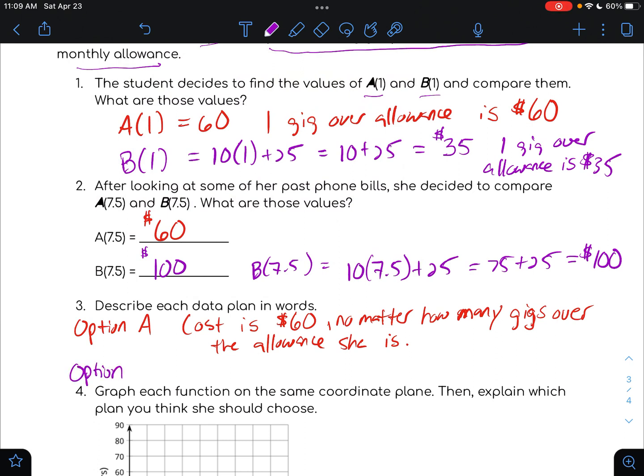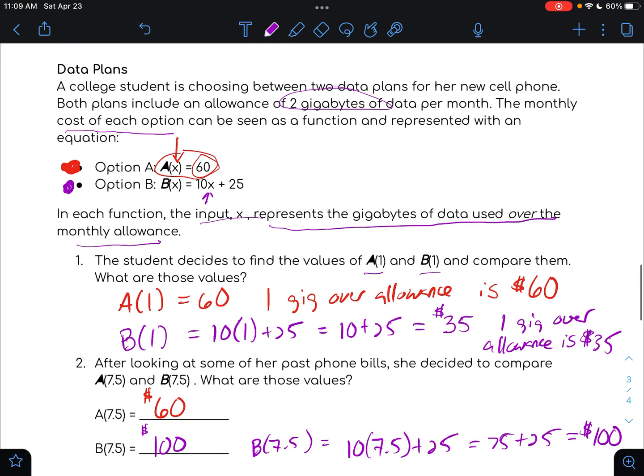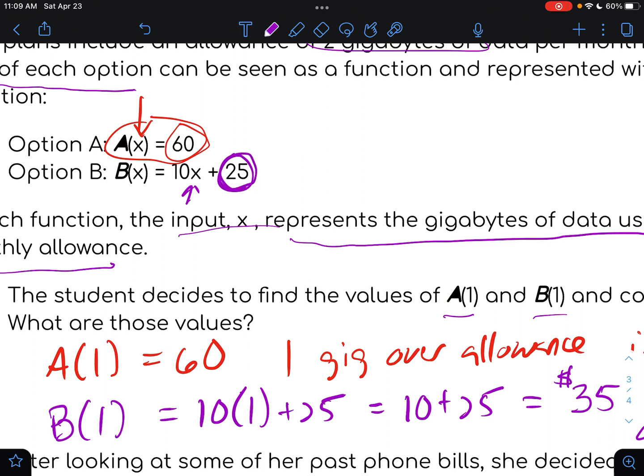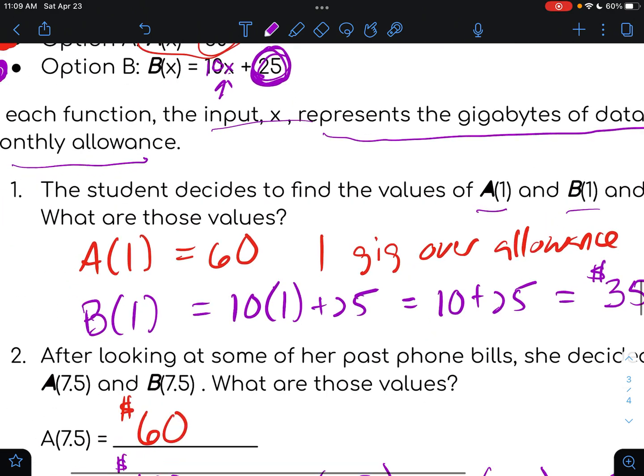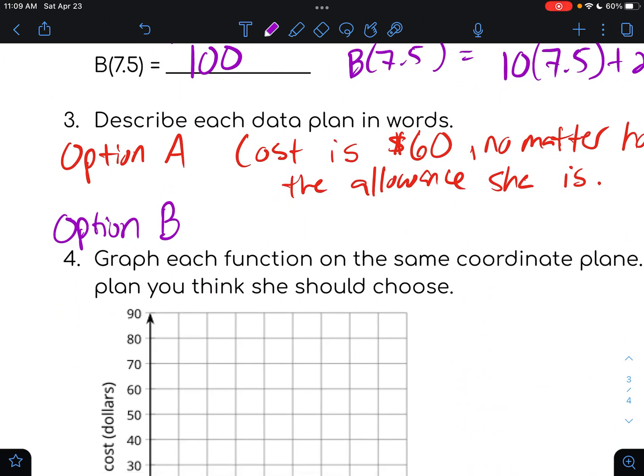And then option B. Let's think about this for a second. It seems like the cost is $25 no matter what, and then for every gigabyte you go over, it's an additional $10, as x is gigabytes over your 2 original gigabytes. So you have $25 no matter what, and then $10 per gigabyte over your allowance. So cost 25.